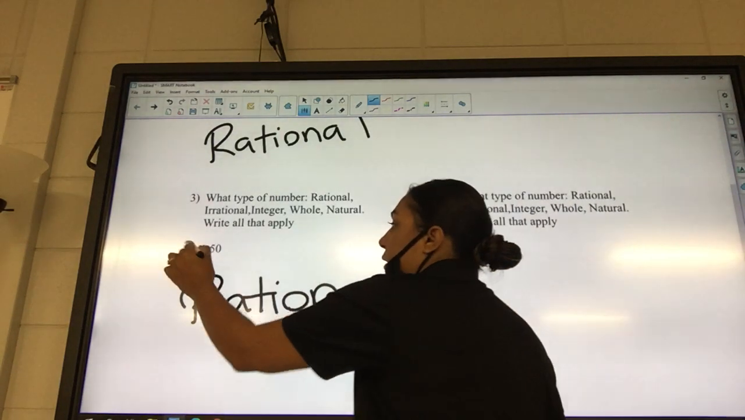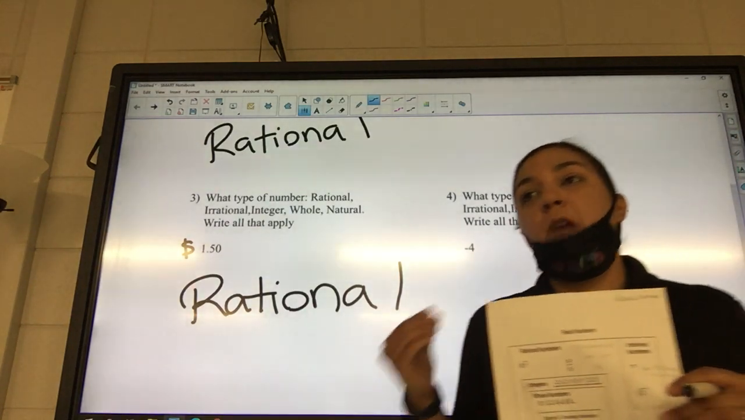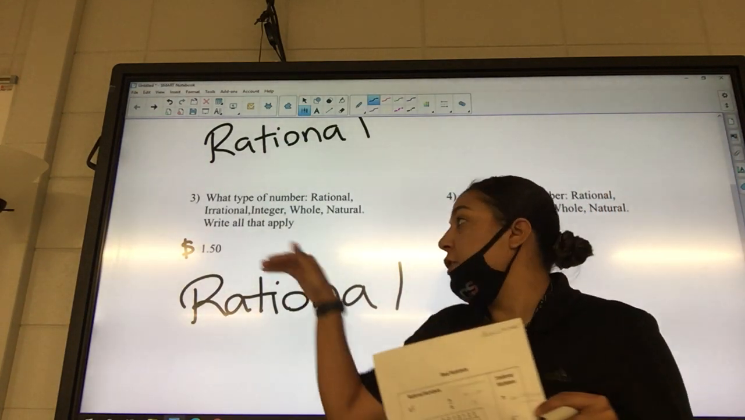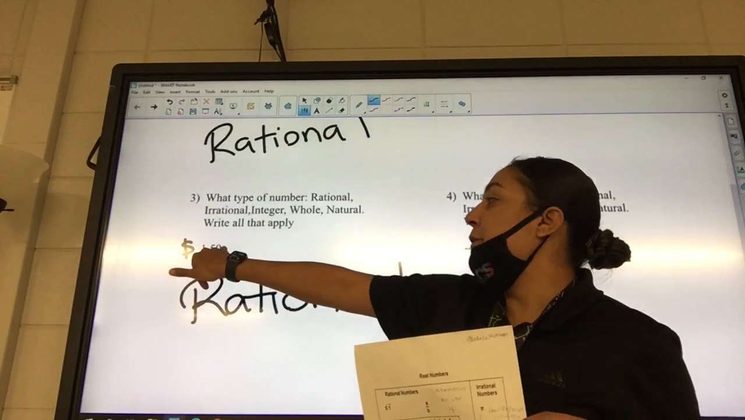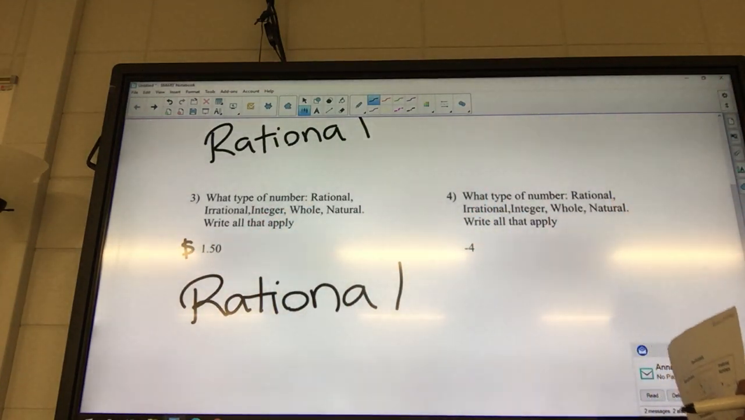You could put a dollar sign in here, $1.50. Anything to do with money is going to be rational, okay? Anything that has a terminating decimal, which means after the zero it stops, right? We don't say $1.50222, okay?